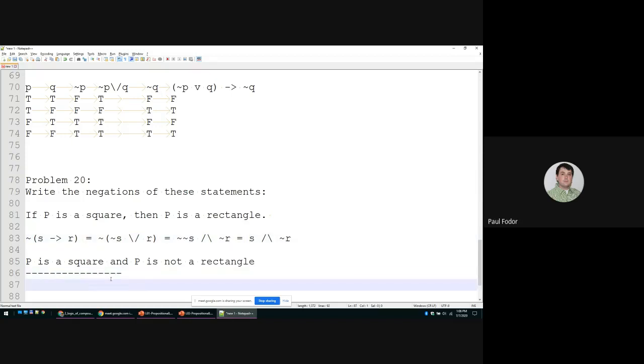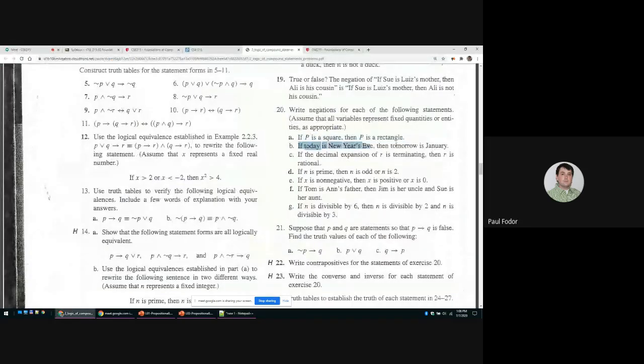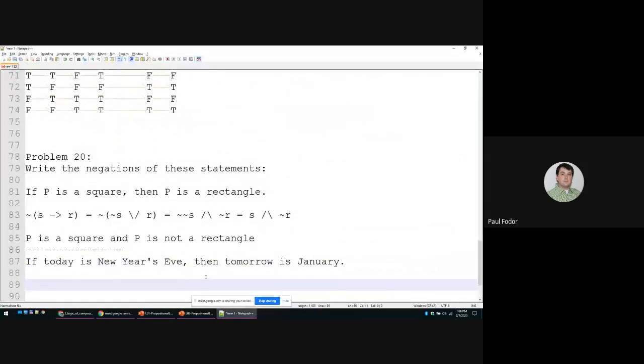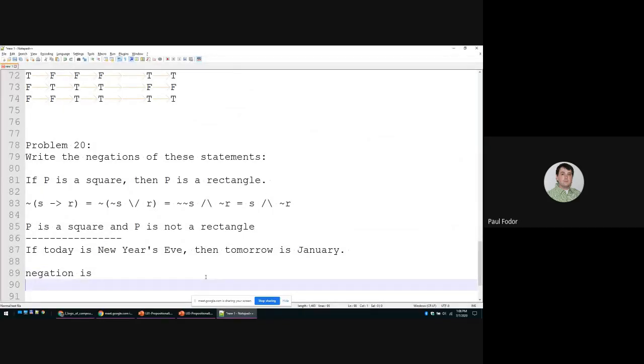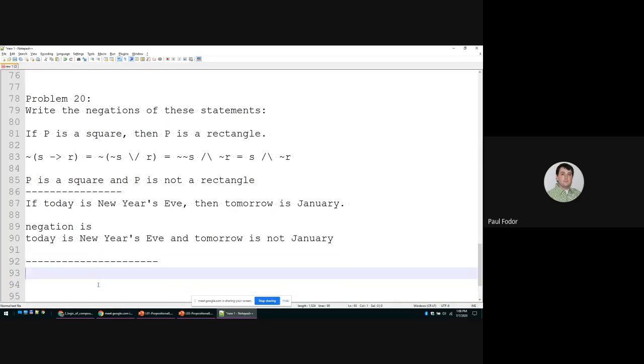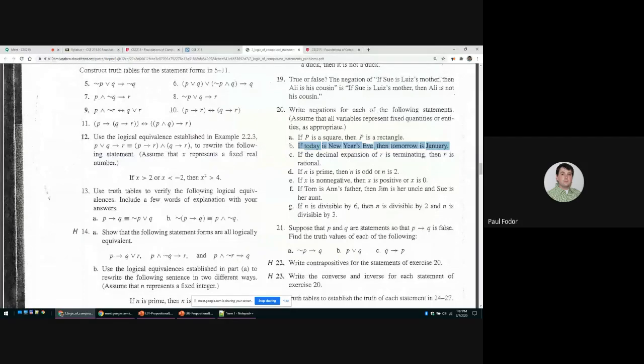Now, given that, we can easily see how to rewrite others directly from English. So if today is New Year's Eve, then tomorrow is January, the negation is: today is New Year's Eve and tomorrow is not January. And so on. Now we know that the negation of S implies R, or P implies Q, is S and not R. So I will not do the others because they are basically straightforward.